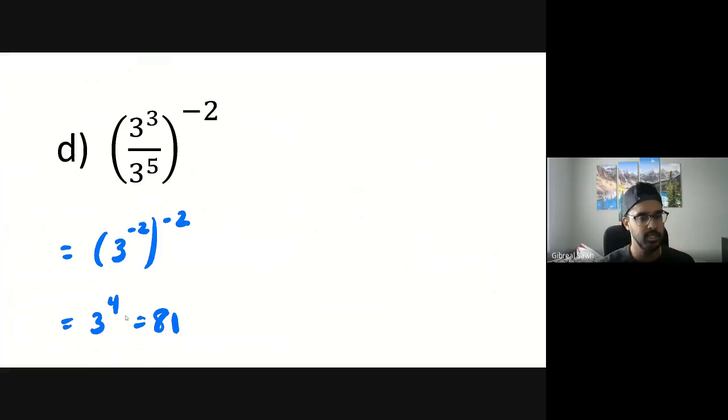Okay, so really it is only 2 steps, but I did have to use 2 laws here. If you do it in a different order, you might have to use other laws to solve it, but you will get the same result of 81.